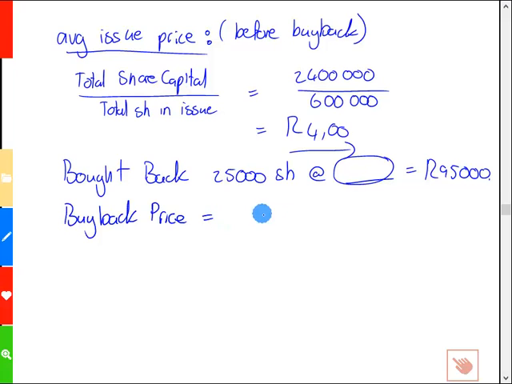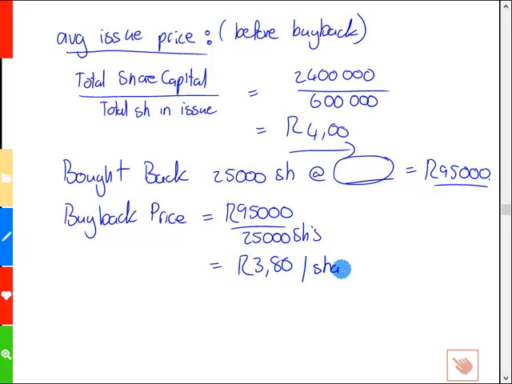Buyback price is going to be equal to... so then we can calculate our buyback price by taking the total buyback price, 95,000 Rand, divided by 25,000 shares, and that's going to give me 3 Rand 80 per share. Now, how is this important? We know the average issue price is 4 Rand. We know the buyback price per share was 3 Rand 80.